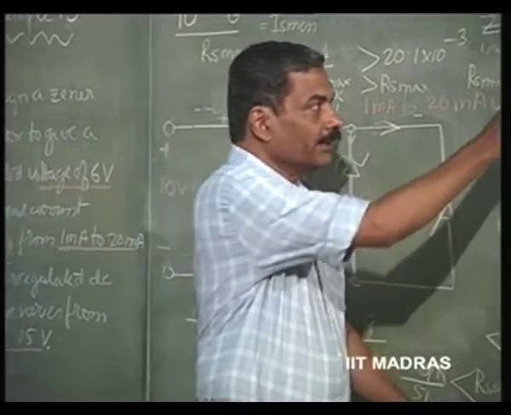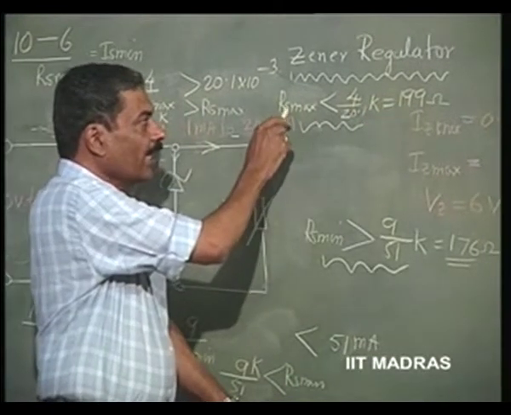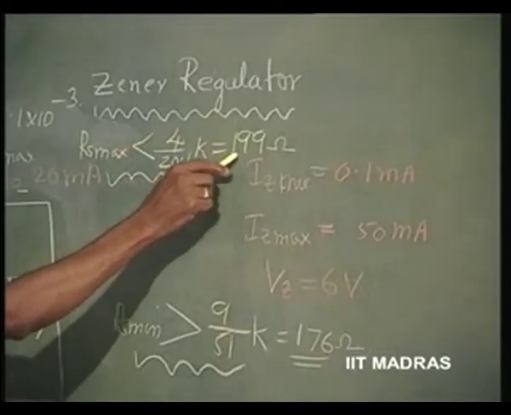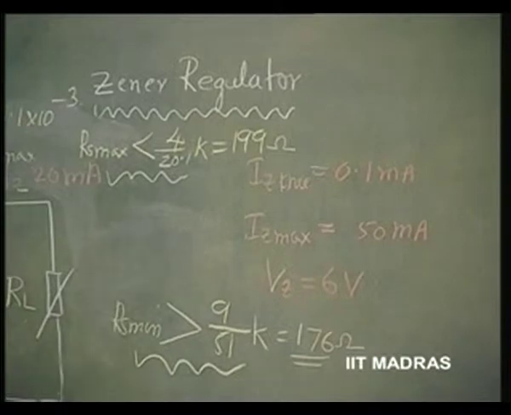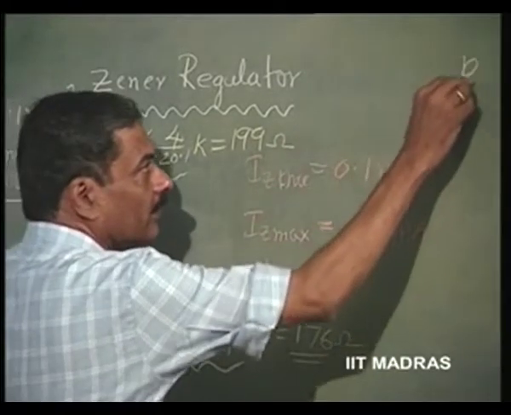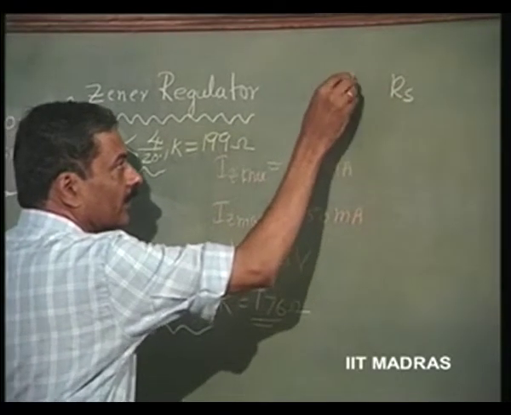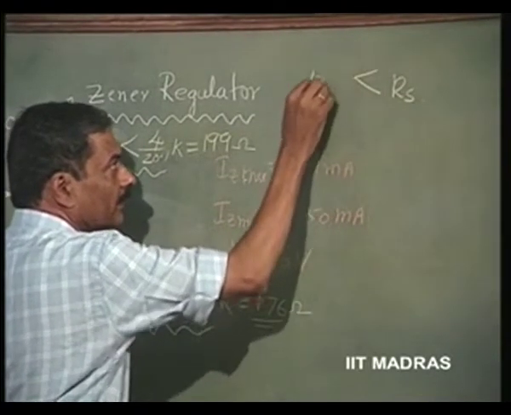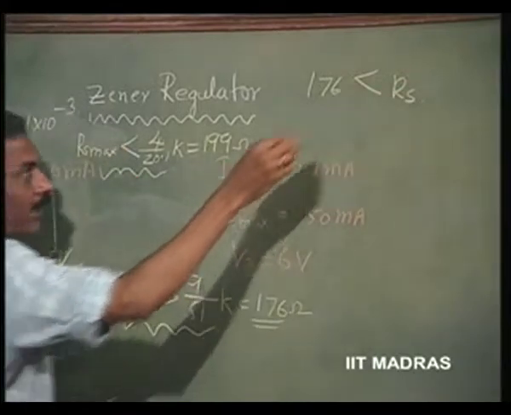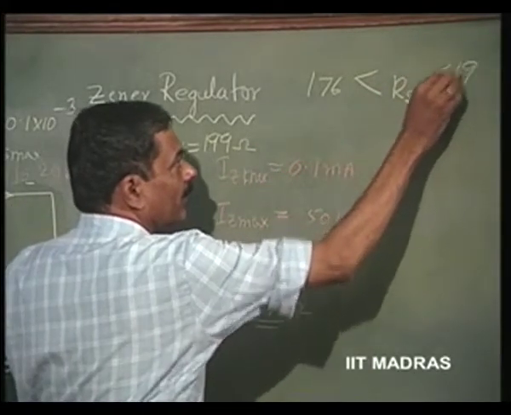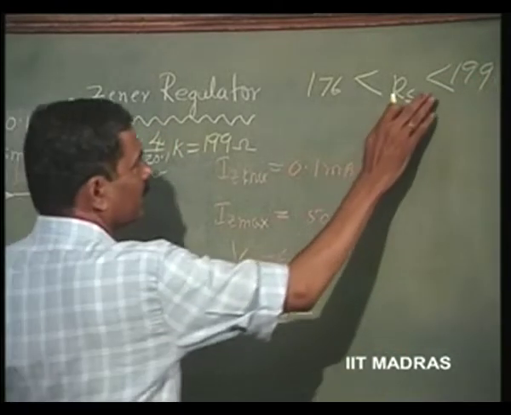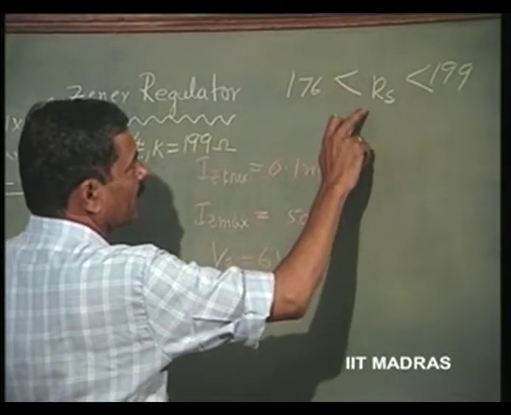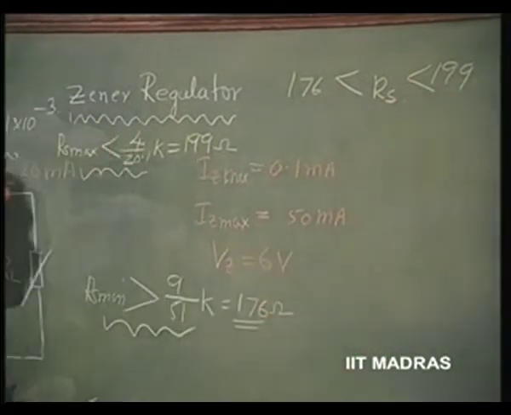So, now we have calculated these resistances. Rs max is 4 by 20.1 K, which is 199 ohms. Rs minimum is 9 by 51 K, which is 176 ohms. That means the Rs that you have to select has to be such that 176 is less than Rs and 199 is greater than Rs. In fact, 176 is less than Rs and Rs is less than 199. This is the range.